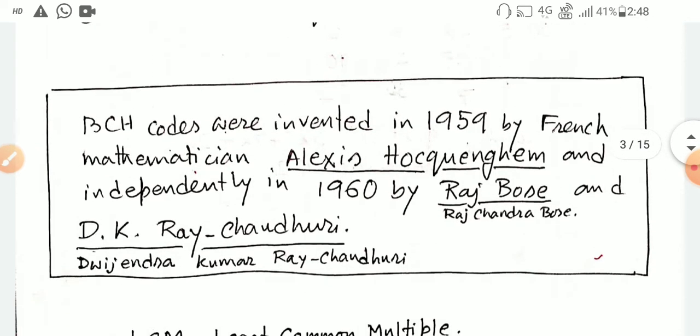So this was the BCH code. What is the way by which we generate the generator polynomial for identifying the code word using the BCH code? BCH code was invented in 1959 by French mathematician Alexis Hocquenghem and independently in 1960 by Raj Bose and D.K. Ray-Chaudhuri. For this reason, it is specified as the BCH code.